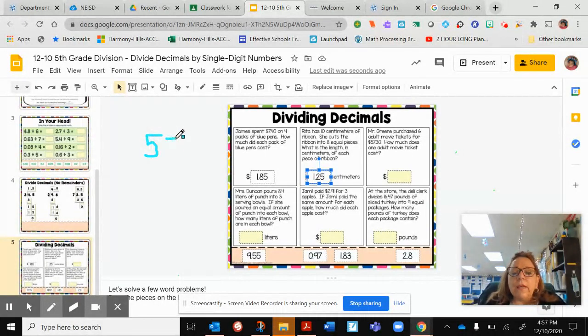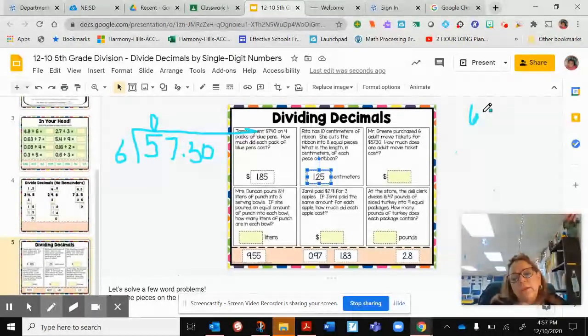So I have $57.30 because they're pretty pricey. And he bought 6 tickets. Oh, the movie tickets. Yep, there we go. He went to the movies. So let's see if that time bought 6 of them. Okay, 6 cannot go into 5, but it can go into 57. So I'm going to start with 6 times 5 because I know that that's 30.